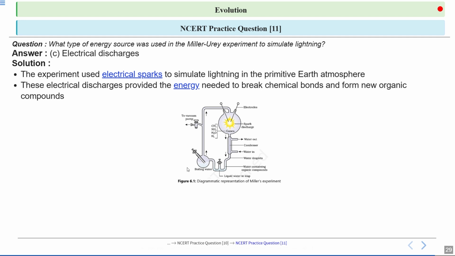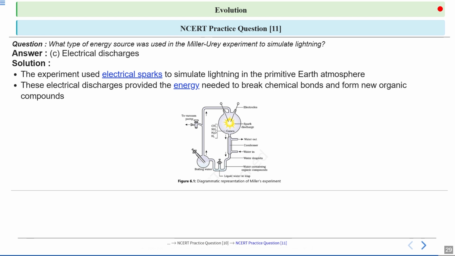So here you can see in this image, this is the setup used by Miller. He used electrodes to create the electric discharge which simulated the lightning in the primitive Earth. You can see all these gases were added. By this energy, chemical bonds were broken and new organic compounds were formed, such as amino acids.